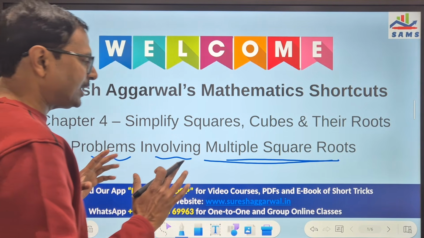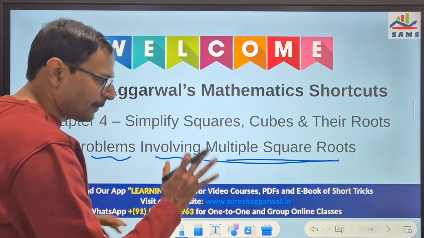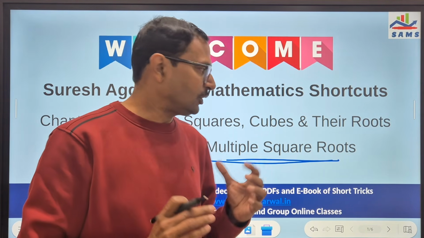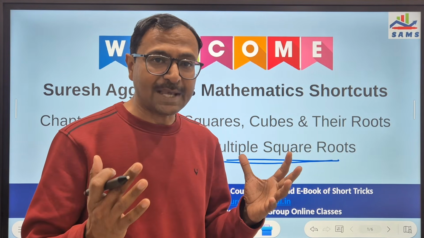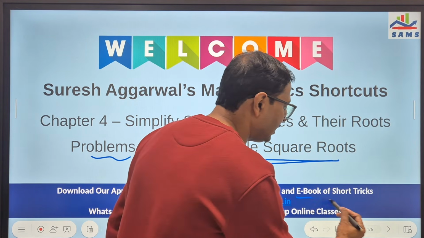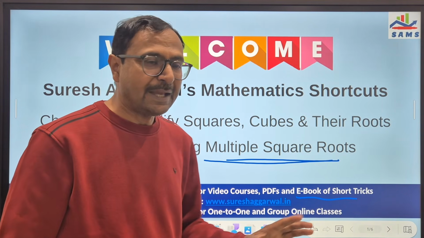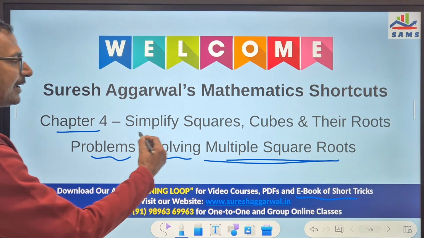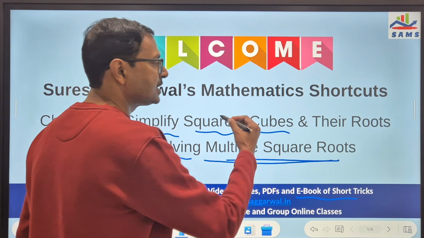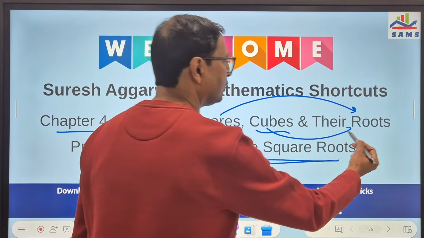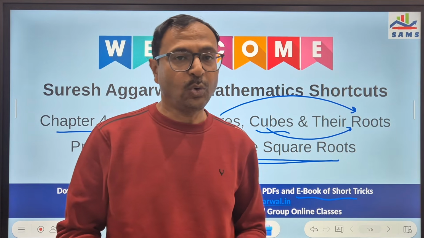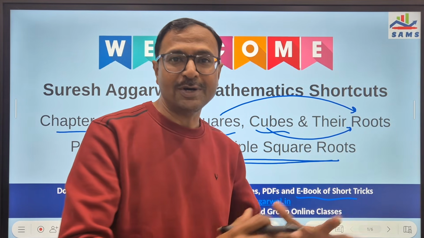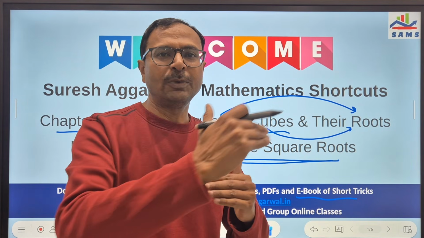So let me tell you that this particular trick which I am going to demonstrate here will solve so many of your problems of quant exams, and this is a part of our ebook of short tricks. Chapter number 4, simplifying squares, cubes, square roots and cube roots. So we are going to do everything in this series of videos, and I hope you are watching the previous videos, because maths is always cumulative.